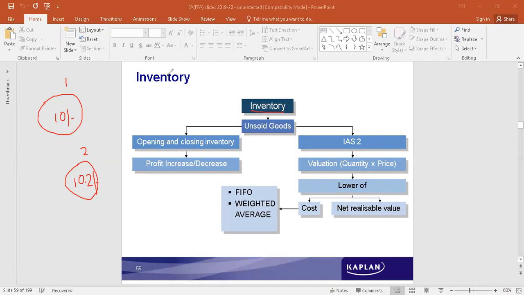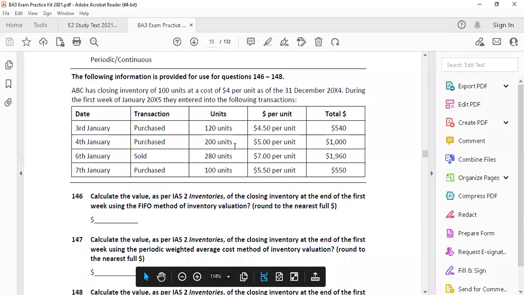In your exam kit, there is one question. So this is the question. Let's take this question to an Excel sheet. There we'll solve this one. Okay.